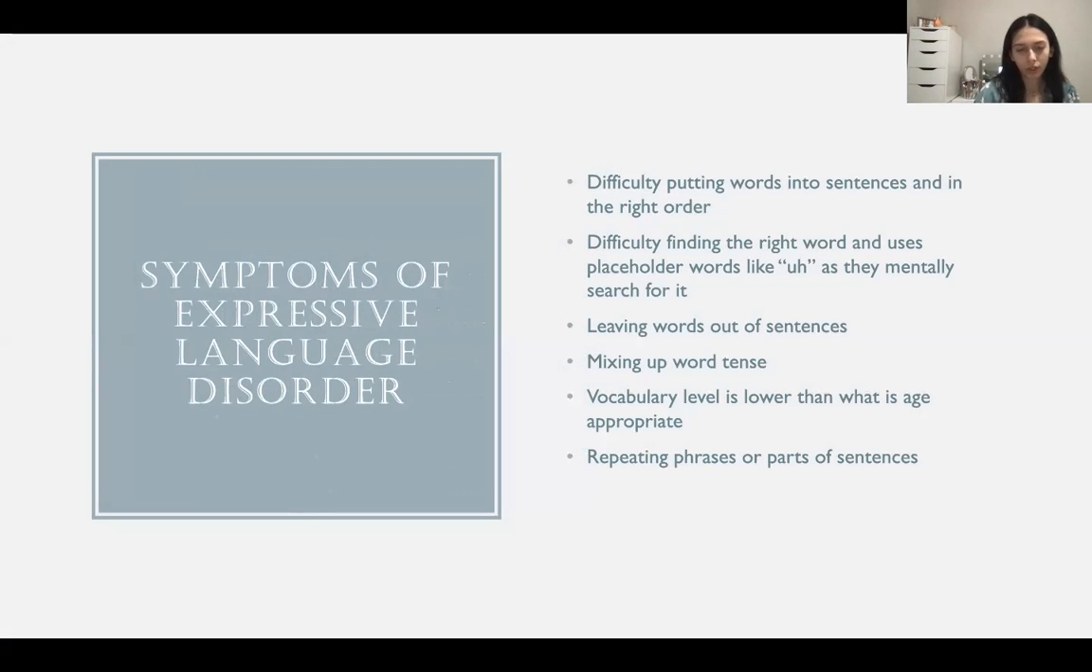So I kept it really short for the symptoms because there wasn't much on expressive language disorder symptoms. I do want to note that language disorder differs from one child to the next, depending on their age. The symptoms are difficulty putting words into sentences or in the right order, difficulty finding the right word or using placeholder words like um, leaving words out of sentences, mixing up word tense, a vocabulary level very low for a regular 5-year-old, and repeating phrases or parts of sentences, or they talk in circles, meaning they know what they're going to say but can't physically say it.